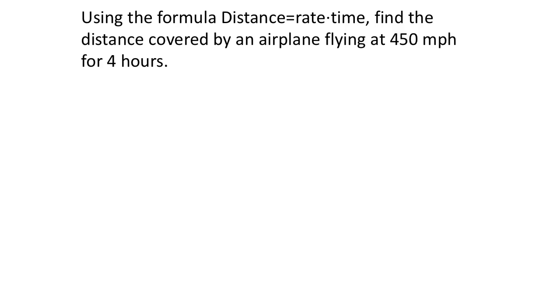Using the formula distance equals rate times time, find the distance covered by an airplane flying 450 miles per hour for 4 hours. So we're looking for the distance on this one, and some of you may be familiar with this formula, D equals RT, or some students just say it's DRT. But we can see up there at the top that the rate is the R value.